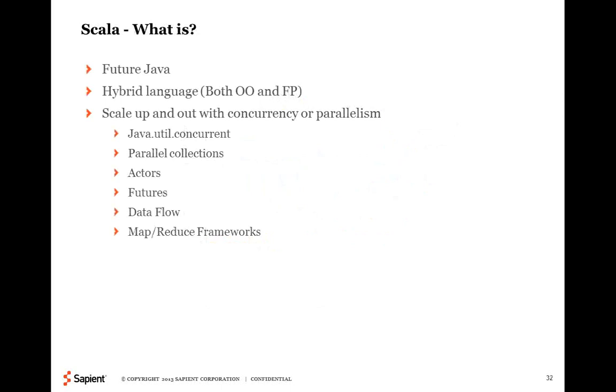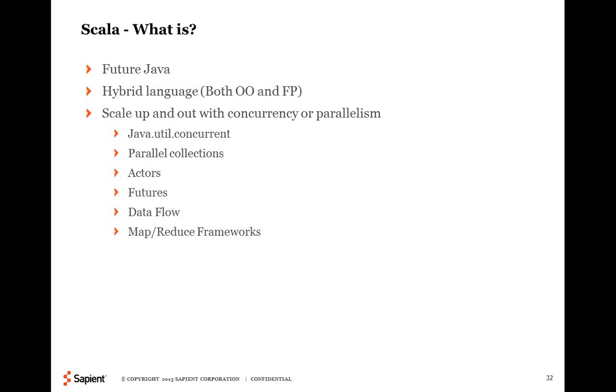So what exactly is Scala? You can say it's future Java. It's a hybrid language because it's both object-oriented and functional. I would say it's actually more object-oriented than Java, and you can say it's functional by its syntax. I'll try to cover some of these things via examples, so don't worry about them.